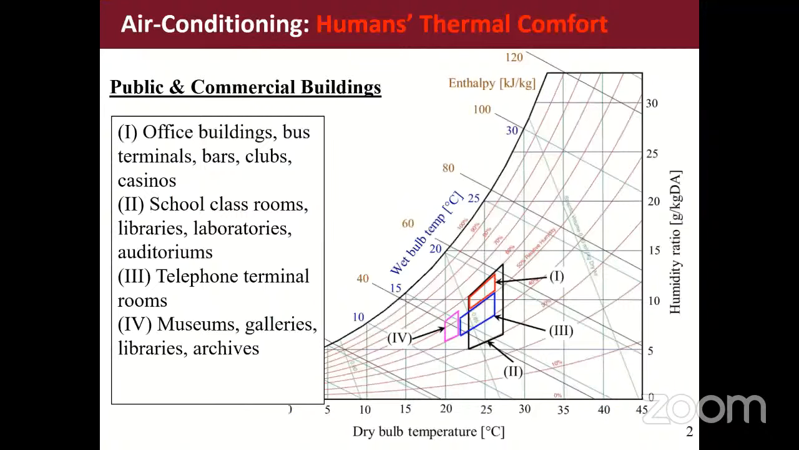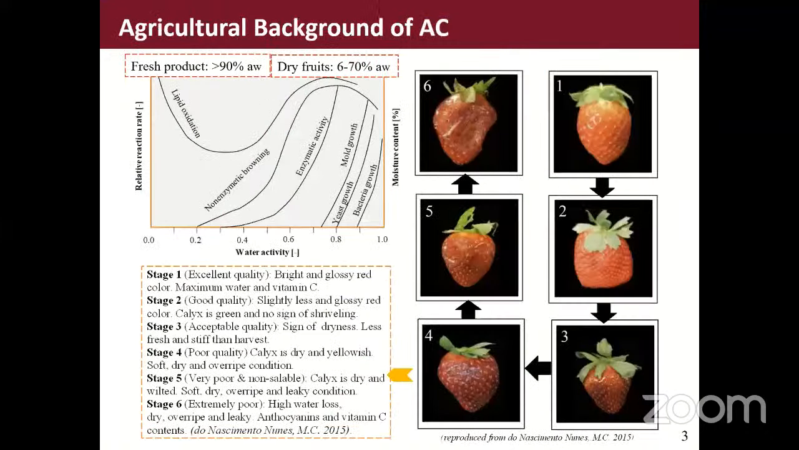In this psychrometric chart, you can find 4 kinds of temperature and humidity requirements for human thermal comfort. So humans require different temperature and humidity in their office buildings, in classrooms, at museums, or in different situations. Even humans in different situations require different temperature and humidity. Similarly, for various agriculture applications, we require different types of temperature and humidity.